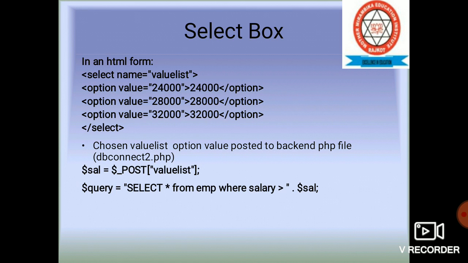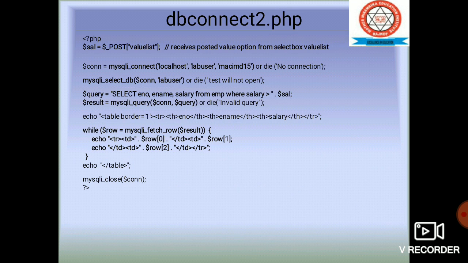Next we are using the query. So the query is $query equals select * from employee where salary greater than $cell. $cell is the temporary variable that holds the user selected value. It can be either 24,000, 28,000 or 32,000, whatever the user selects.